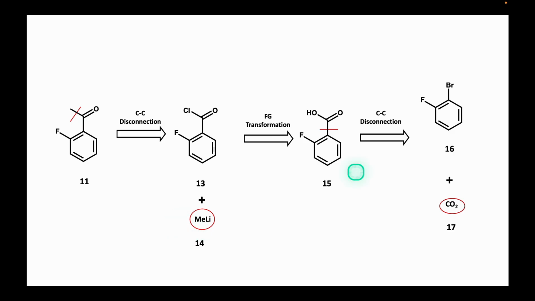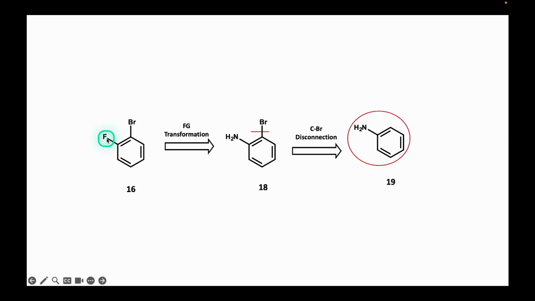Based on a carboxylation reaction with carbon dioxide, a carbon-carbon disconnection in 15 generates ortho-bromofluorobenzene 16 and carbon dioxide as raw material. The fluorine atom in 16 can be incorporated into the benzene ring through the substitution of an amino group based on a Sandmeyer-type reaction. With this idea, a functional group transformation produces ortho-bromoaniline 18. The possibility of regioselectively brominating aniline 19 converts it through a carbon-bromine disconnection into raw material.